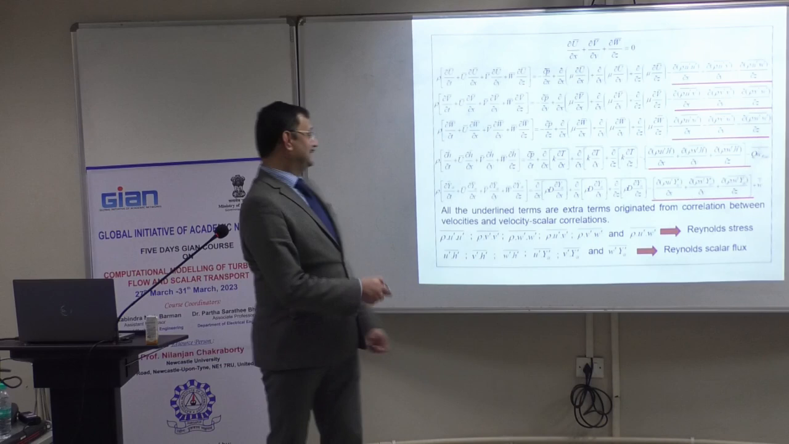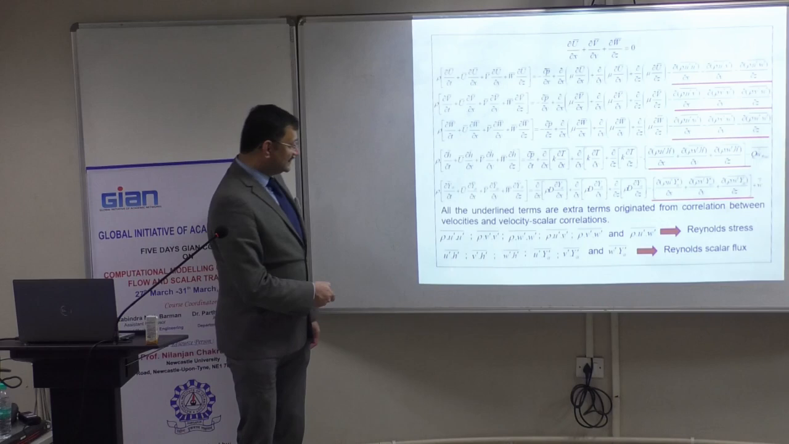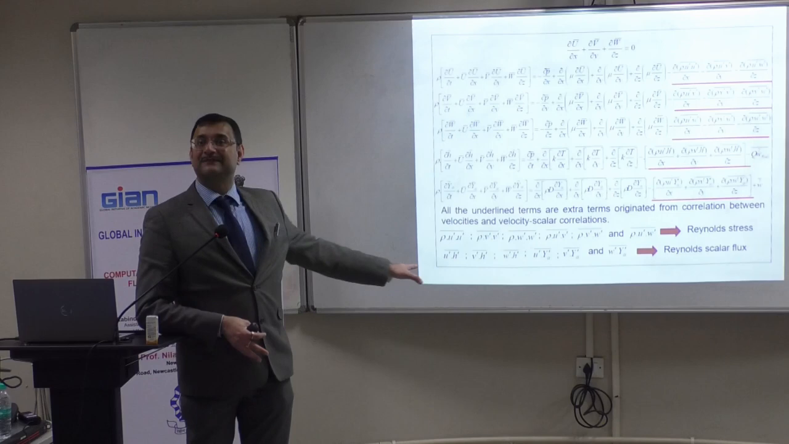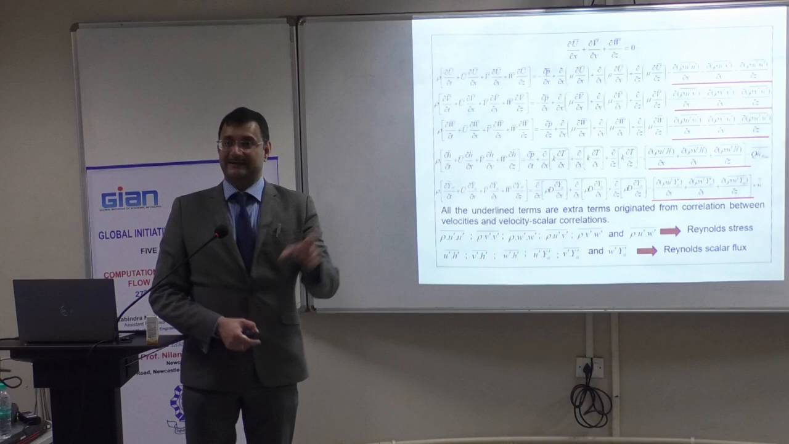Obviously, the origins are different. This is because of the enthalpy fluctuation, and these are for the mass fraction fluctuations. Enthalpy or mass fraction, they are scalars. Altogether, they are referred to as scalar flux. If you want to distinguish, you can say Reynolds heat flux and Reynolds mass flux, if you want. Okay?